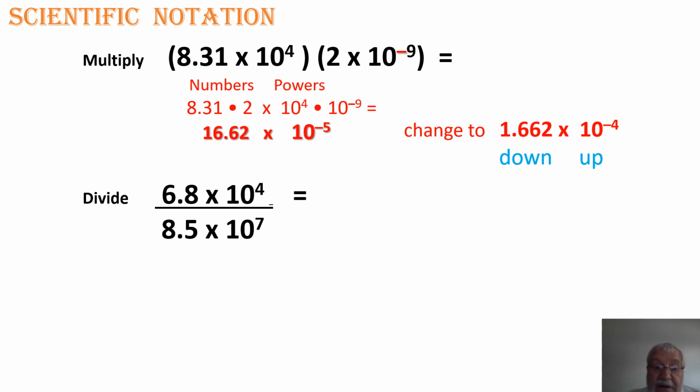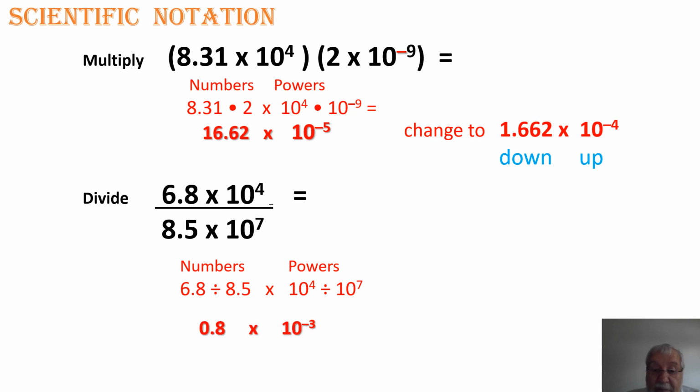When we do that with division, I'm going to take 6.8 divided by 8.5, and that you can do in your calculator. And then I'm going to have 10 to the 4th, minus 4 minus 7, which will be 0.8 times 10 to the -3. The mantissa here is too small, so I have to take it up 1. When I take it up 1, then I take the exponent down 1, and I'll have 8 times 10 to the -4.